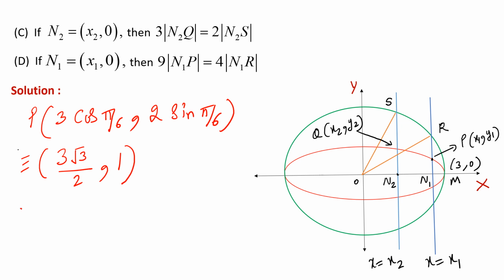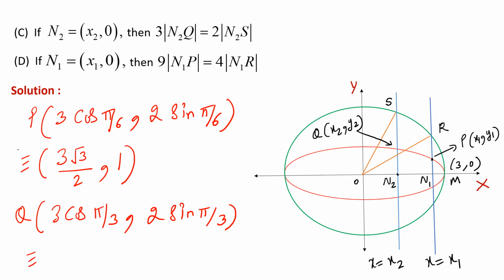Now similarly, we can find the coordinates for the point Q. The coordinates of point Q are (3 into cos pi by 3, 2 into sin pi by 3). Just put the values of cos pi by 3 and sin pi by 3. So it becomes (3 by 2, root 3).